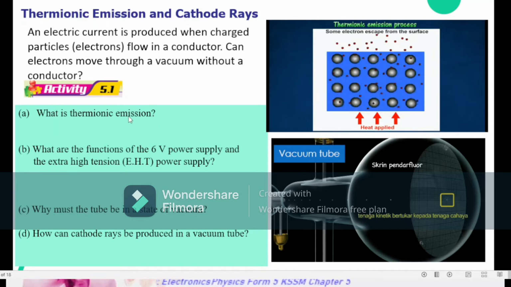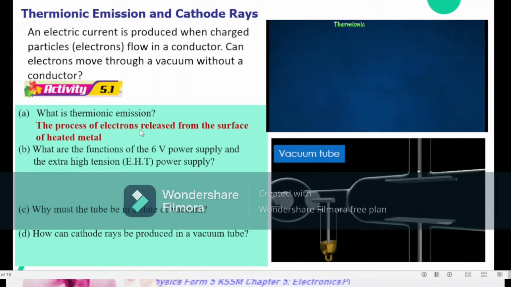Okay, let's look at Activity 5.1. Look at the discussion involved for the activity, which discusses the use of the vacuum tube to show cathode rays travel in vacuum. So look at the first one. What is thermionic emission? Thermionic emission is the process of electrons released from the surface of heated metal. What is the function of the 6 volt power supply and the extra high tension EHT power supply?